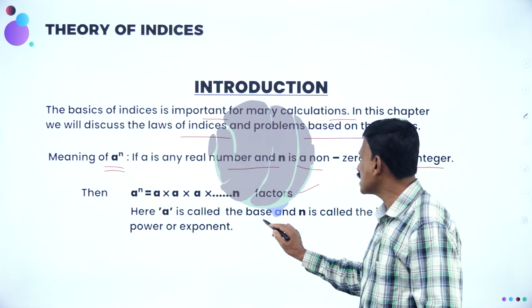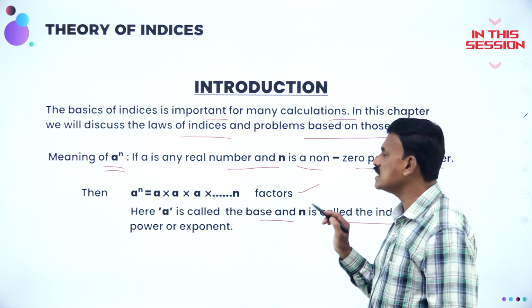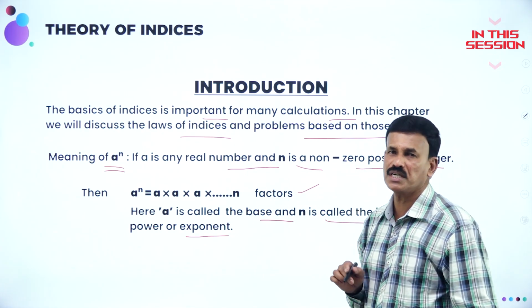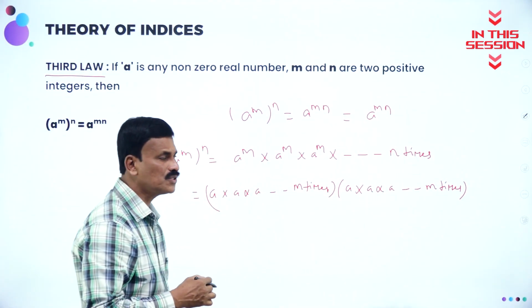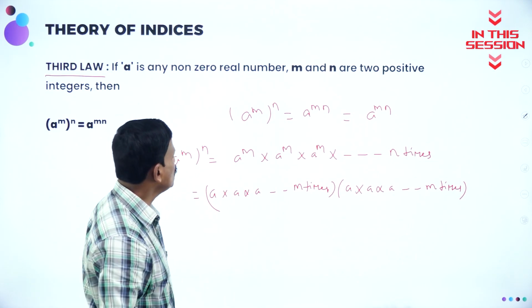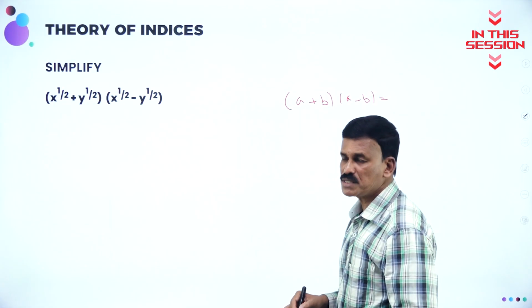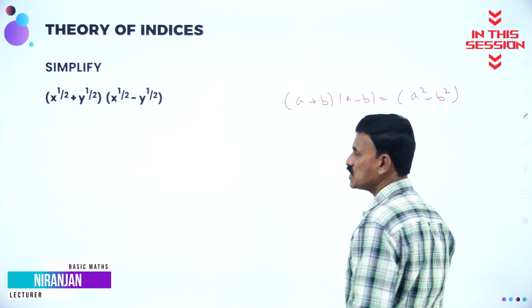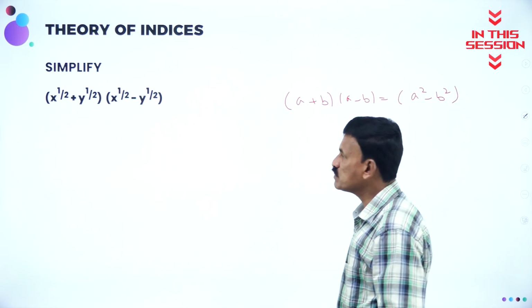A is called as the base and n is called as the index, or it is also called as power, or it is also called as an exponent. A to the power of m is a into a into a, m times. a plus b into a minus b is nothing but a square minus b square. a square minus b square formula is a plus b into a minus b.